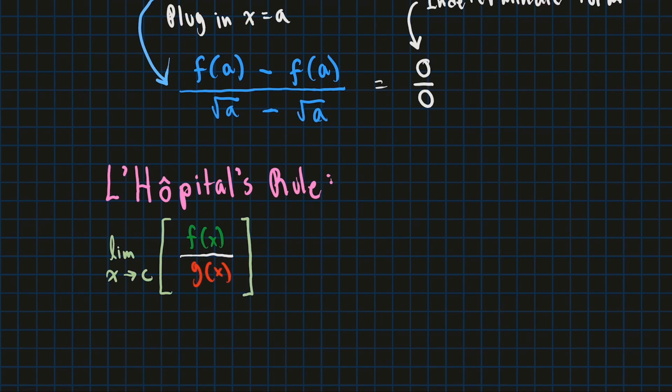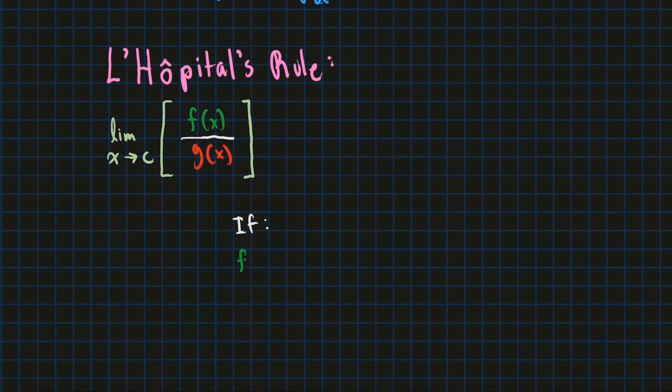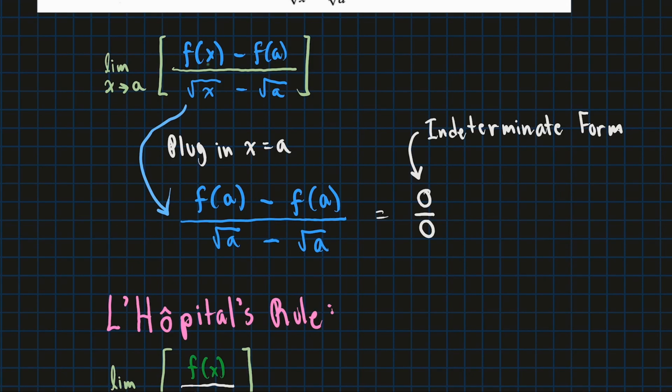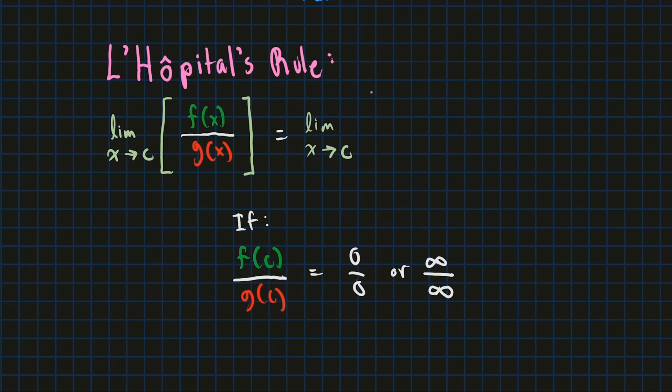If f of c, if we plug in c for x here, just like how we plugged in a for x over here, if f of c divided by g of c is equal to 0 over 0, or infinity over infinity, which is also indeterminate form, by the way, then we can say that this limit is equal to the limit as x approaches the same constant, except in our limit expression this time, we have f prime of x divided by g prime of x.